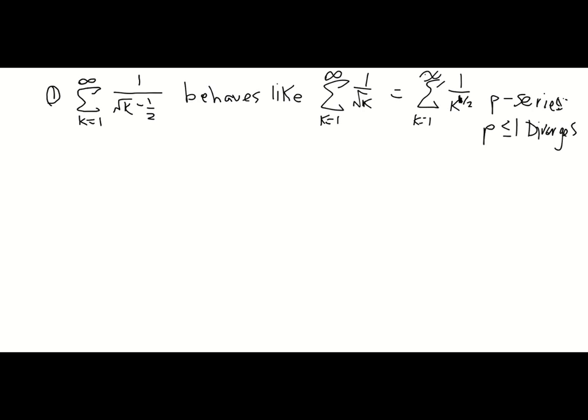But for these particular series, if I substitute a 1 into the first one, I get 1 divided by the square root of 1, which is 1, minus 1/2. 1 divided by negative 1/2 is 1 times negative 2, so that one gives me a negative 2. Then the other series is 1 over the square root of 1, which is just 1.